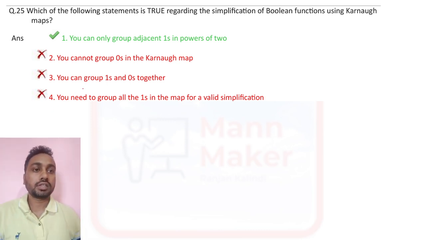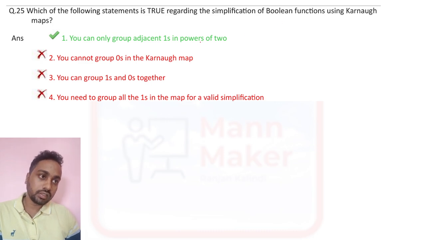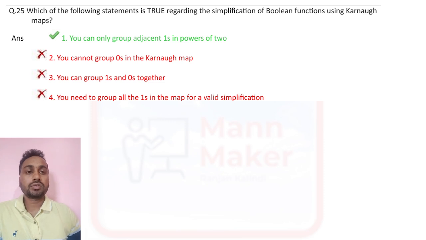Which of the following statements is true regarding the simplification of a Boolean function using K-map? Okay, so in a K-map, generally we can group only adjacent ones in a power of 2. So this will be your right answer.